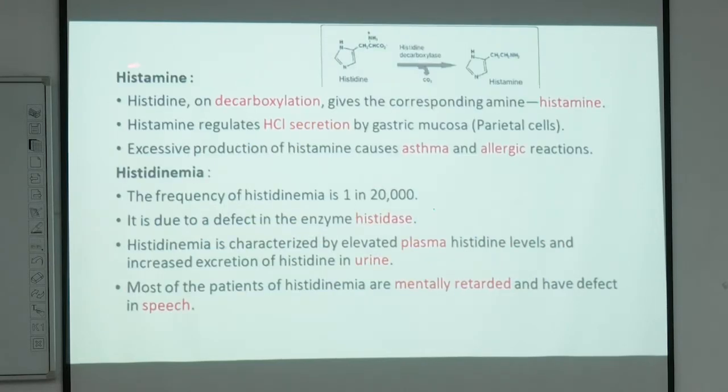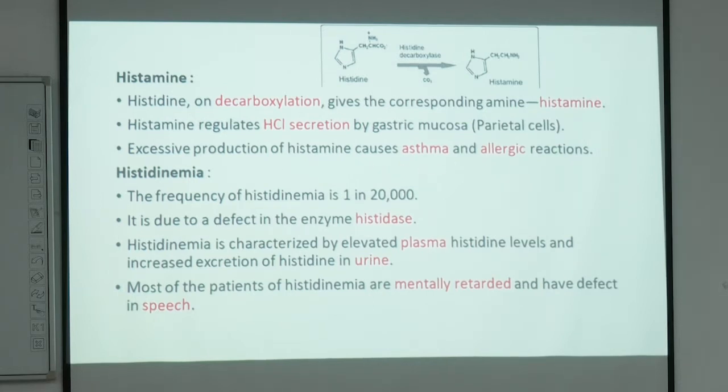So histidine on decarboxylation produces histamine, and this is a very important substance in HCl secretion in the stomach, also in allergy or in asthma.